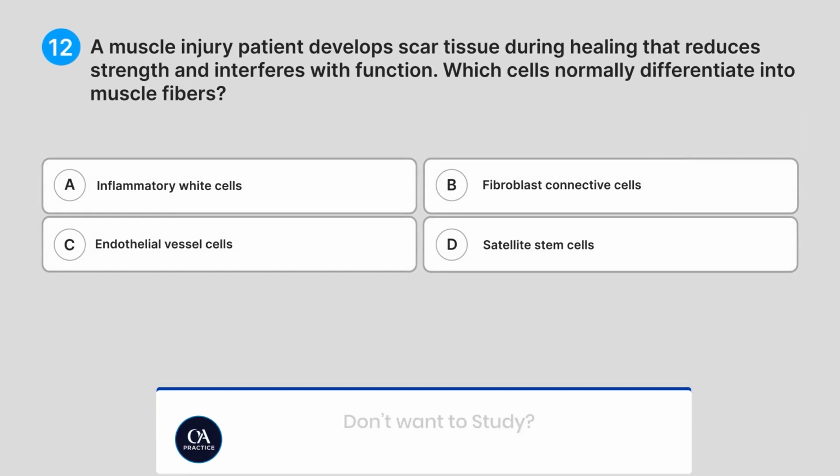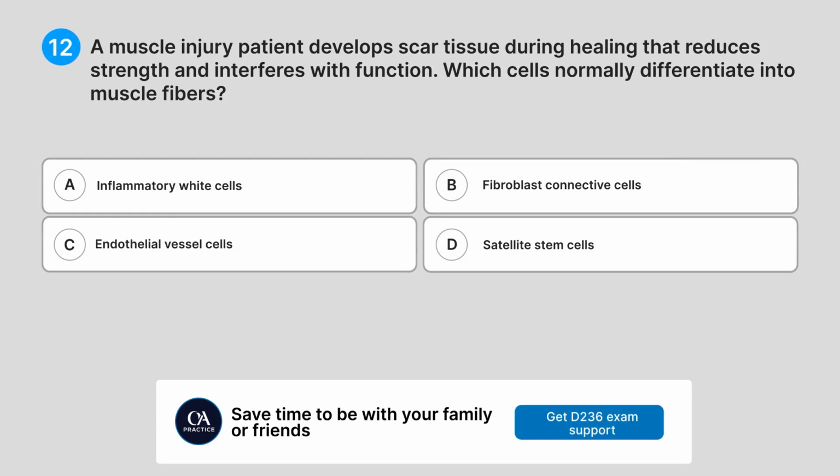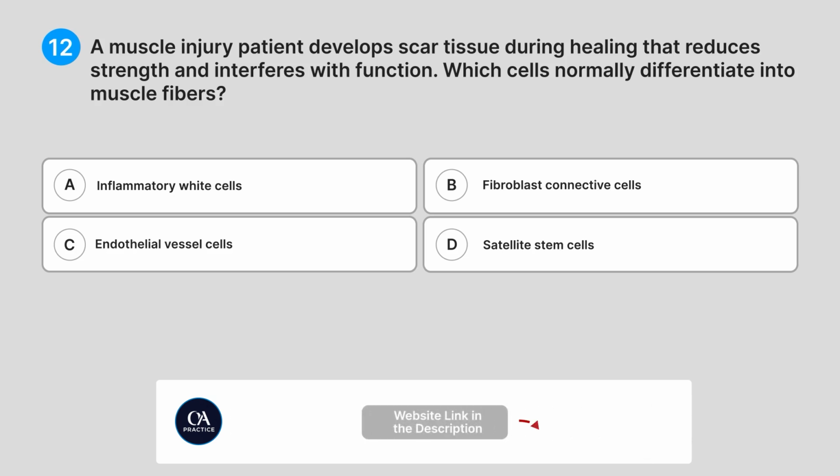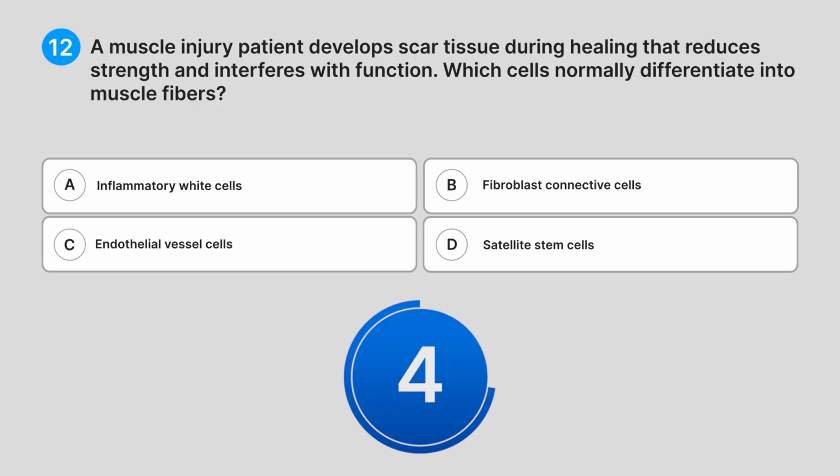12. A muscle injury patient develops scar tissue during healing that reduces strength and interferes with function. Which cells normally differentiate into muscle fibers? A. Inflammatory white cells. B. Fibroblast connective cells. C. Endothelial vessel cells. D. Satellite stem cells. Do you know the answer?